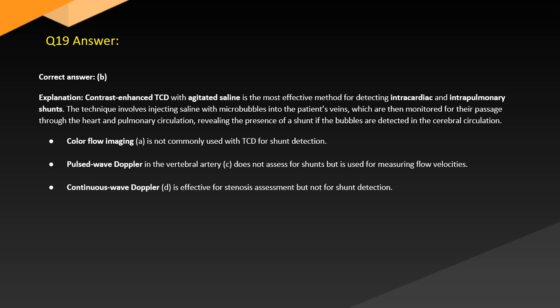Answer. Correct answer: B. Explanation. Contrast-enhanced TCD with agitated saline is the most effective method for detecting intracardiac and intrapulmonary shunts. The technique involves injecting saline with microbubbles into the patient's veins, which are then monitored for their passage through the heart and pulmonary circulation, revealing the presence of a shunt if the bubbles are detected in the cerebral circulation. Color flow imaging is not commonly used with TCD for shunt detection. Pulsed wave Doppler in the vertebral artery, C, does not assess for shunts but is used for measuring flow velocities. Continuous wave Doppler, D, is effective for stenosis assessment but not for shunt detection.